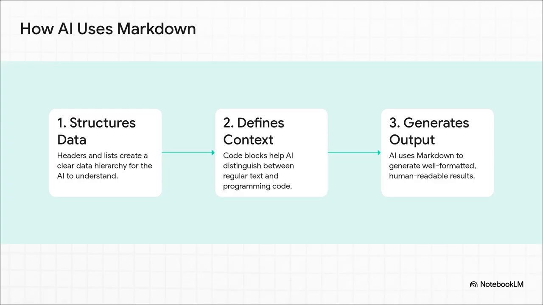First, Markdown's headings and lists give data a clear structure, which helps the AI understand the hierarchy of information, what's most important. Second, features like code blocks help the AI understand context. It can tell the difference between plain English and a snippet of code. And finally, because the AI gets all this structure, it can generate really high-quality, well-formatted answers for us to read. Markdown is basically the perfect translator between human language and machine understanding.